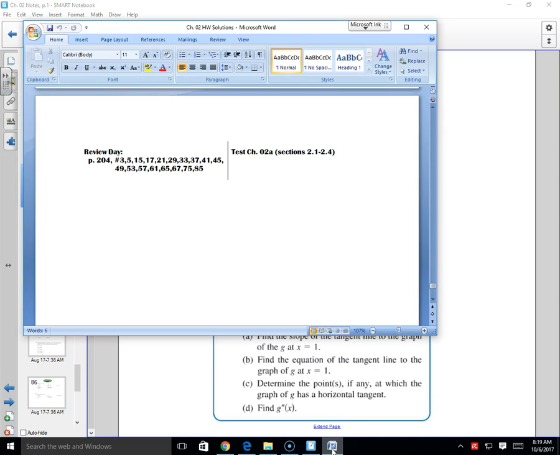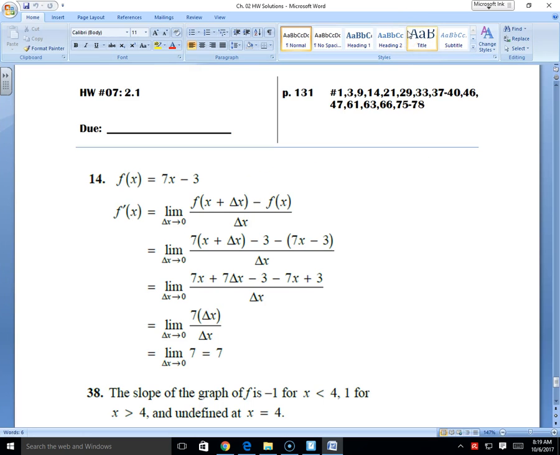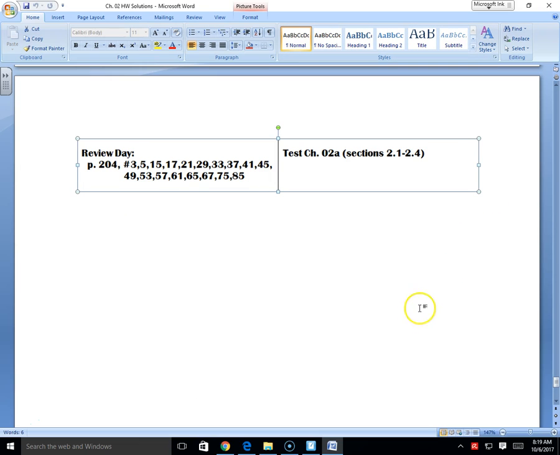For those of you that did not get to start the test review last night, go ahead and write it down. This is their written. Well, no, this is 2.1. Sorry. There's the review.